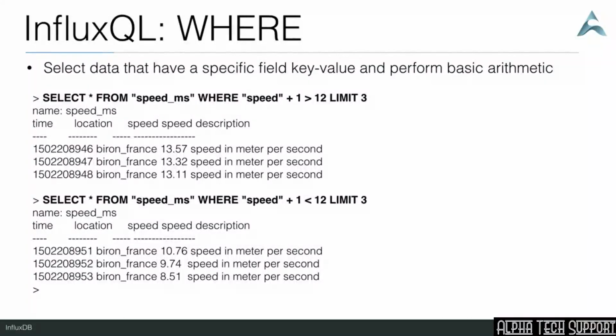Select data that has a specific field key value and perform basic arithmetics on it. Select star from speed_milliseconds, where the speed plus 1 is higher than 12 and limited by 3. As you can see, you will get all the records back that are higher than 12. In the below example, you also see select star from speed_milliseconds, where speed plus 1 is smaller than 12, limited by 3, and you get all the records back, which are the speed plus 1, but still smaller than 12.